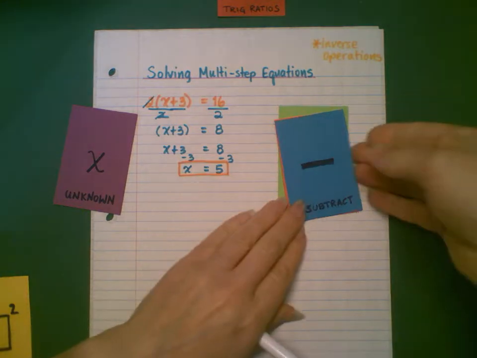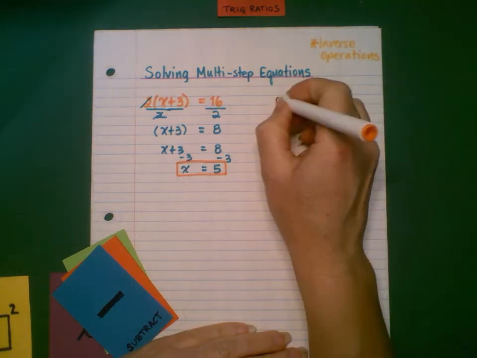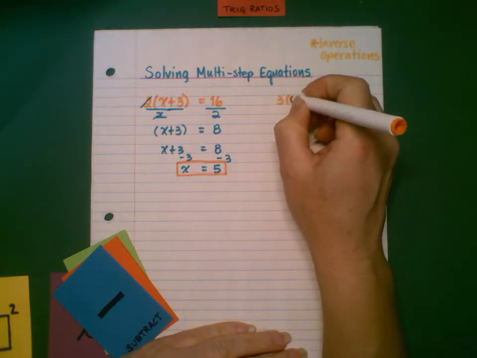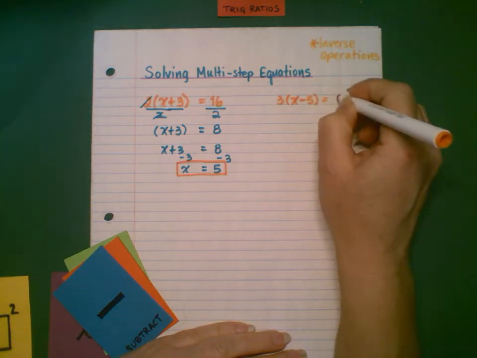All right, we're going to do another one. So the question this time is 3x minus 5 equals 18.